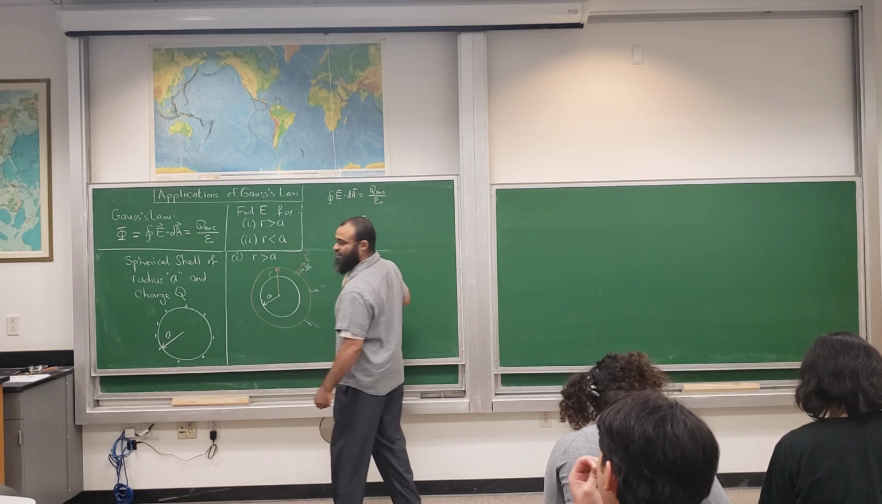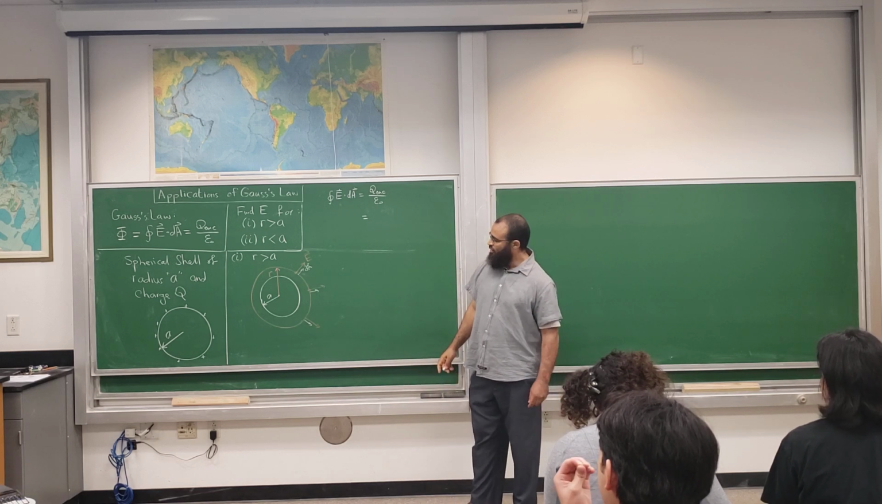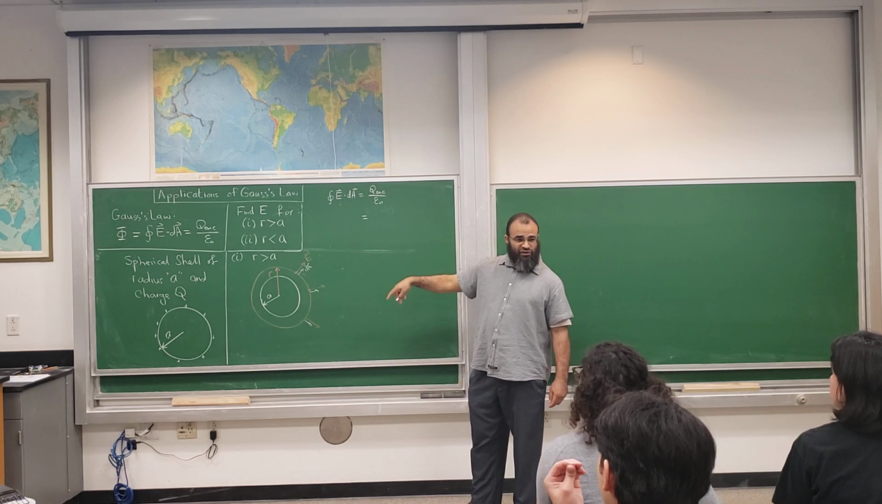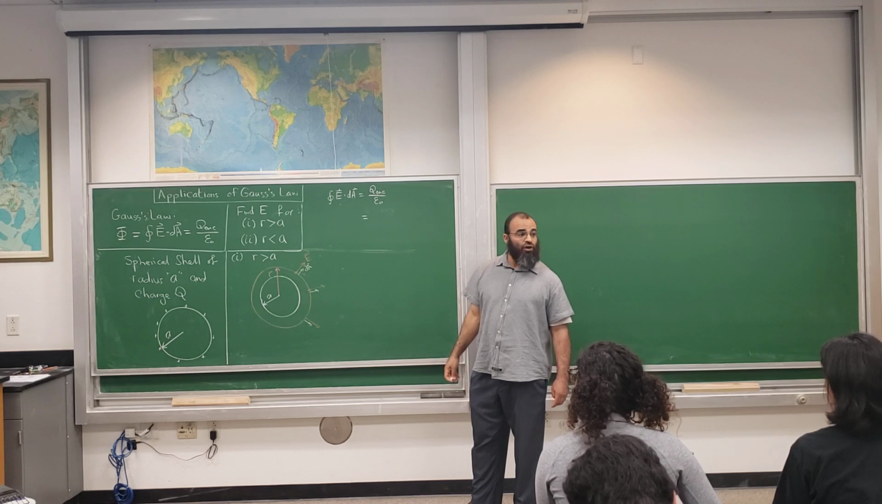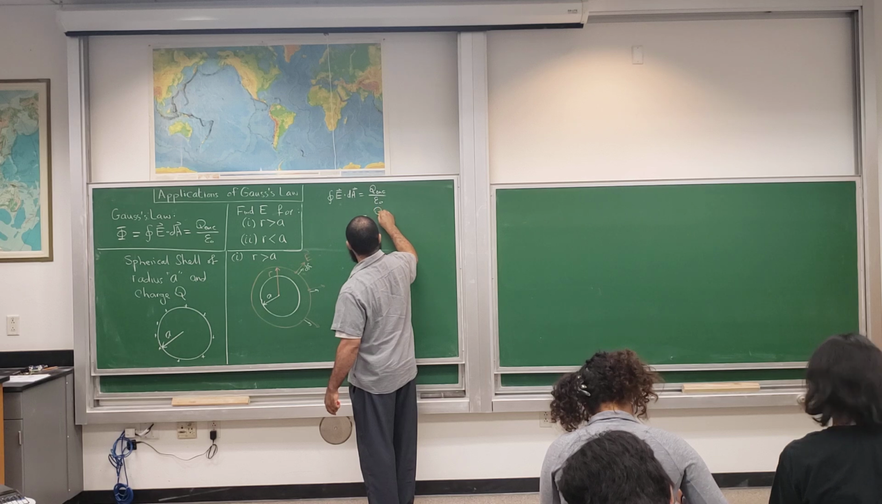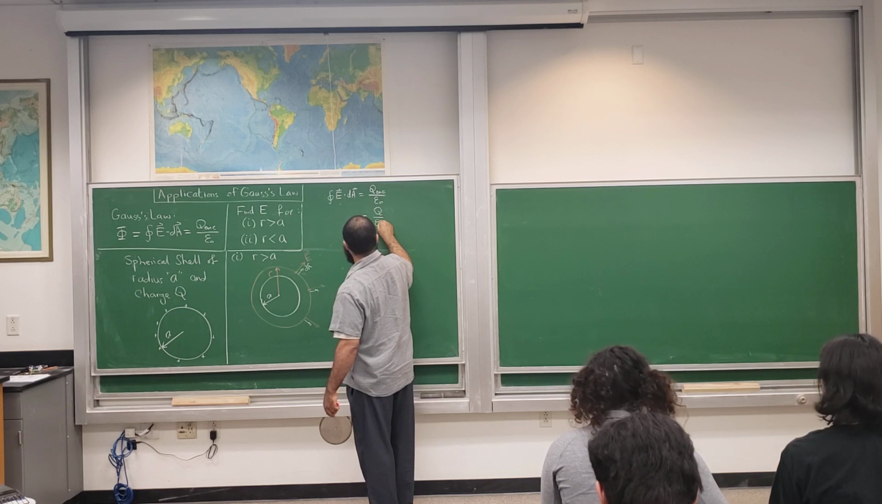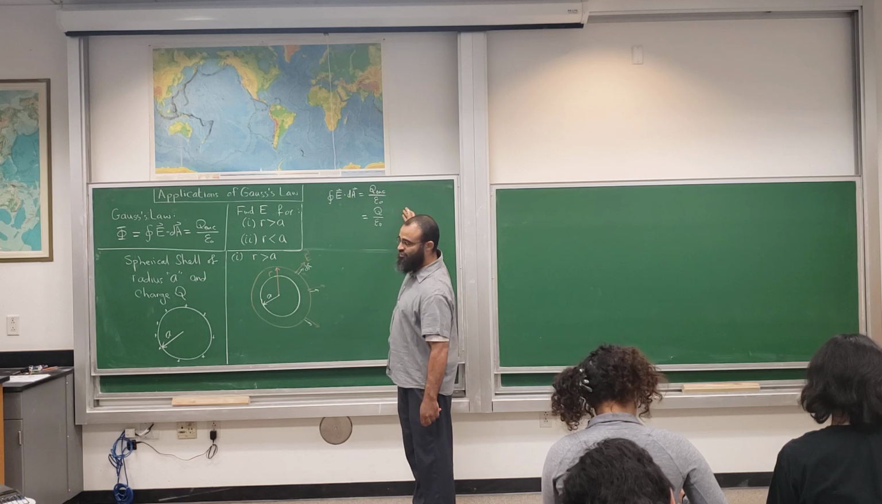Let's start with the right-hand side. Look at the red surface, my Gaussian surface. How much charge does it enclose? All of it, which is Q. Good. It encloses the whole Q. So Q enclosed is simply Q over epsilon naught. So that's the right side.